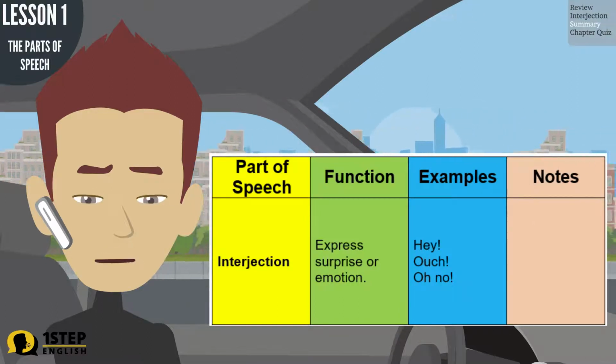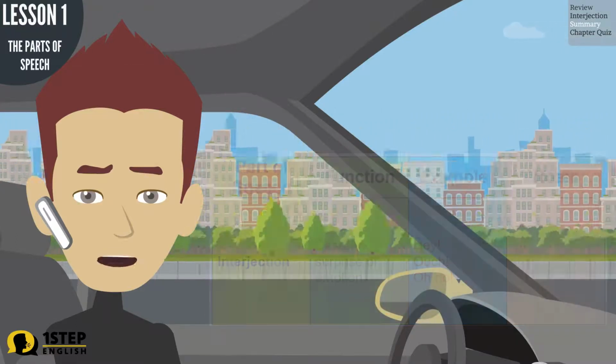Interjection. The function of interjection is to express surprise or emotion. For example, hey, ouch, oh no.